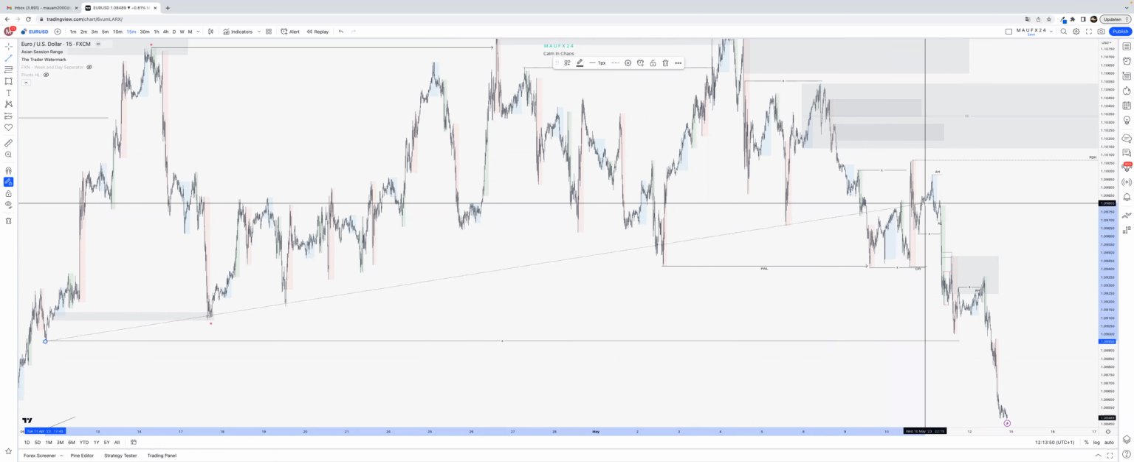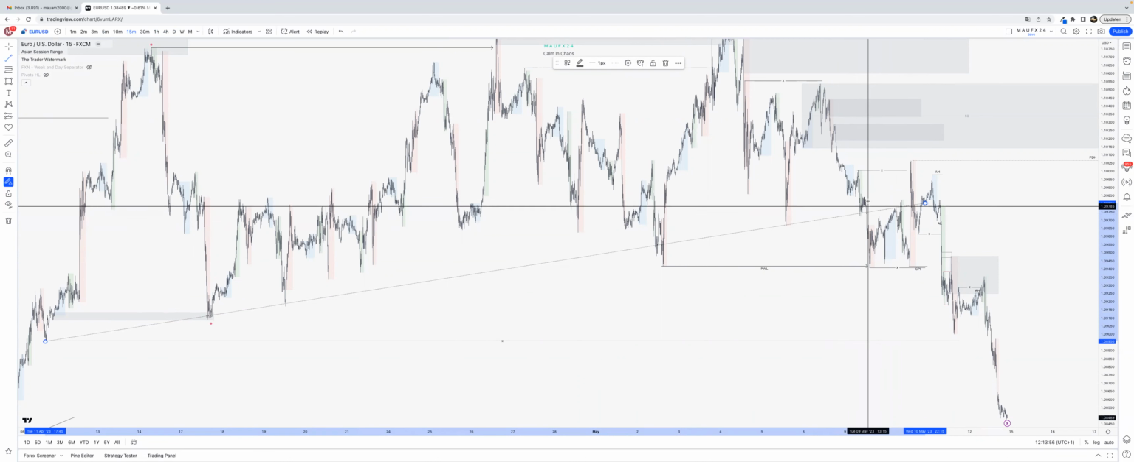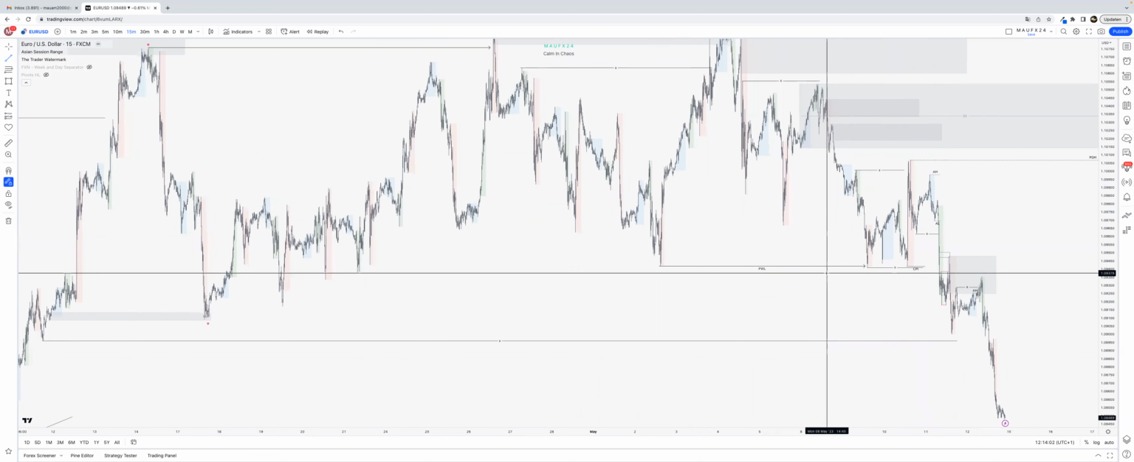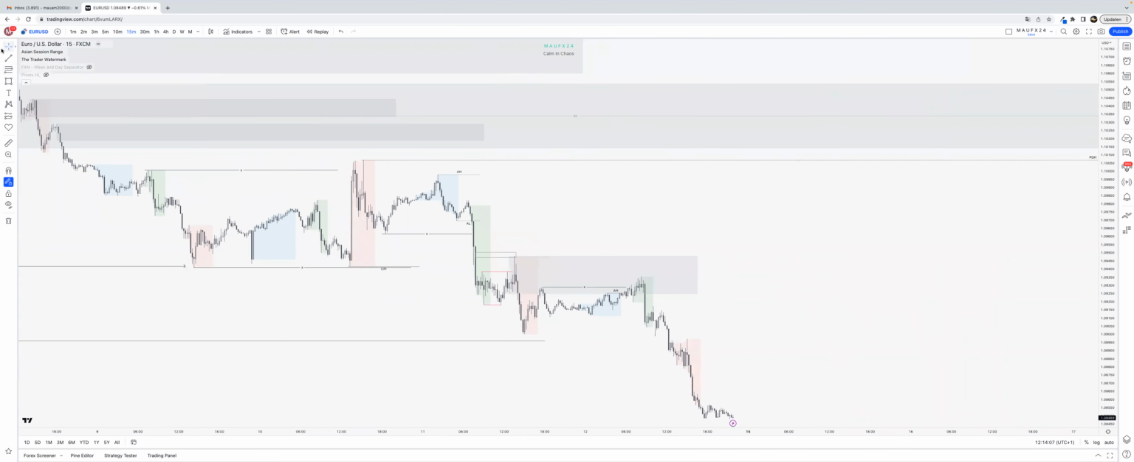You can also see that over here you get that rejection. So we come below that trend line, we reject here. Come below, and we reject from there. So we want to use that, but essentially we got that inducement, and then we have previous daily lows here. We have the momentum on our side.